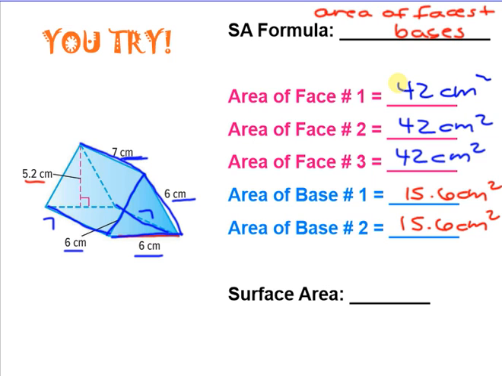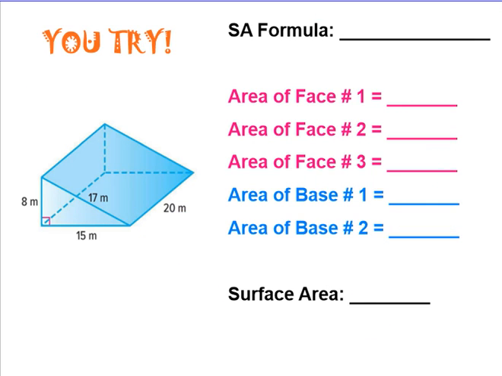So now I just need to add them up. So 42 plus 42 plus 42 plus 15.6 plus 15.6. And that's going to give me 157.2 centimeters squared. All right, next you try.